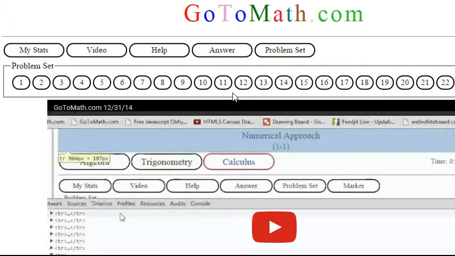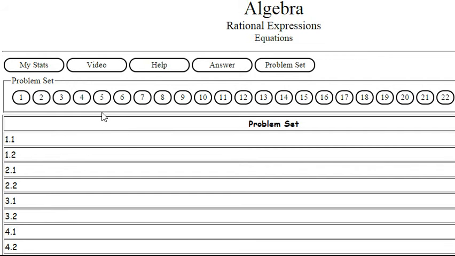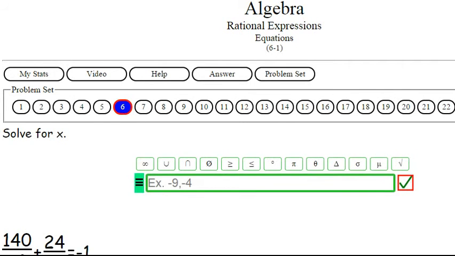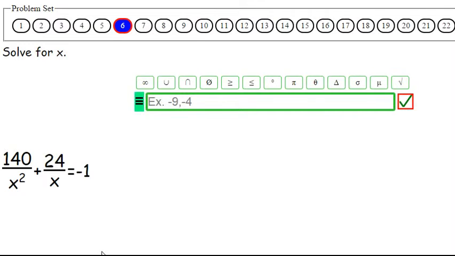Okay, we're over here at gotomath.com. Click on the algebra. Let's go down to rational equations. And we are looking at 6.1. Whoa, what's that?